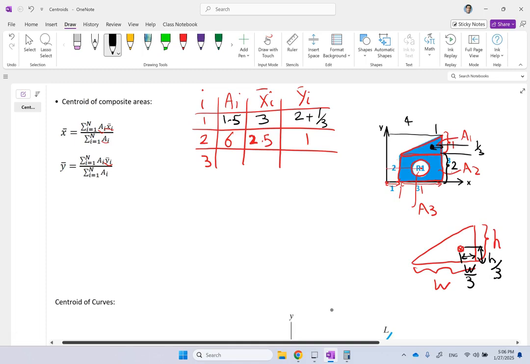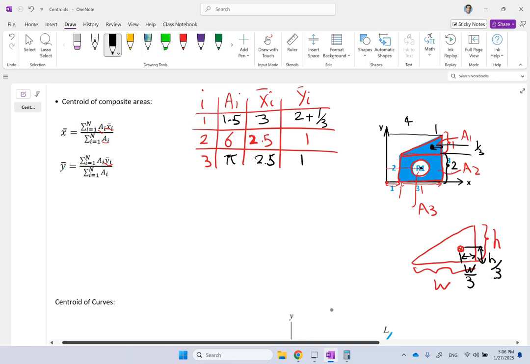Now for the circle, the area is pi times 1 squared, which is just pi. Let me move it a little bit this way. And then the center of it is also at the center of the rectangle. It's exactly in the center of the rectangle, so these numbers are going to be repeated.